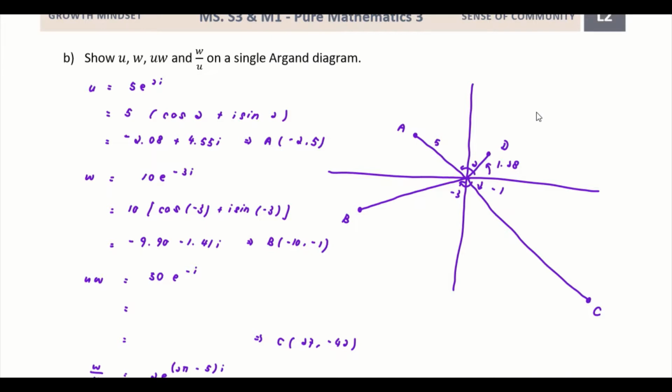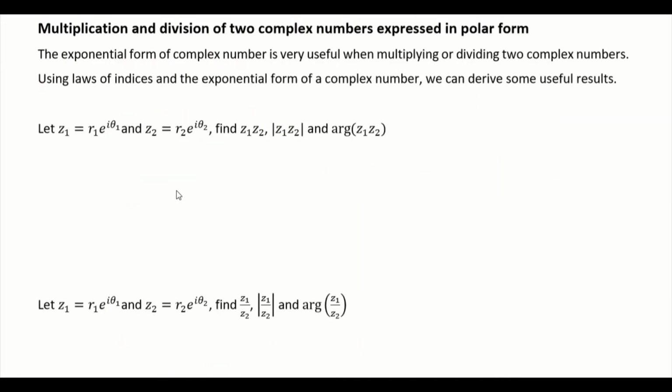Okay, so after this, we move on to the last part of the lesson, where we talk about multiplication and division in a much more detailed way. The last part is the multiplication and division of two complex numbers expressed in polar form. We have actually tried this before with Example 4, but now we are going to talk about how we find the modulus and the argument.